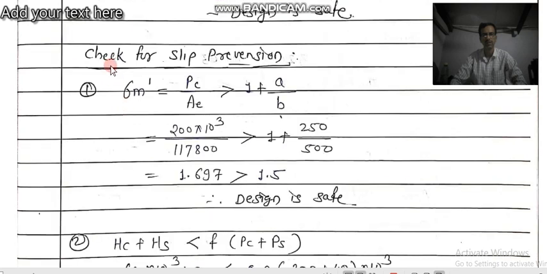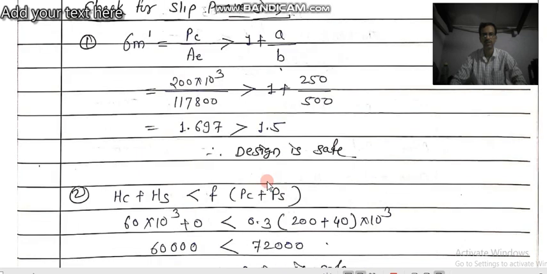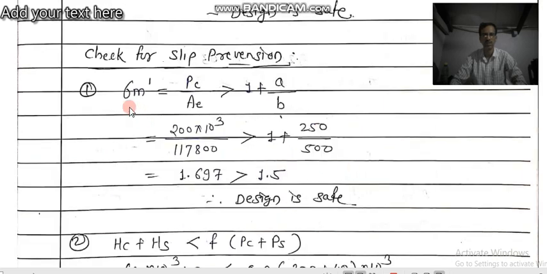Next step is the check for slip prevention. Here again you have to check two conditions. Sigma m dash must be equal to PC by A and it should be greater than 1 plus A by B. So PC is 200 into 10 raised to 3 divided by 117,800, and it must be greater than 1 plus 250 by 500, that is 1.5. If you check, sigma m dash is 1.697, which is greater than 1.5, therefore the design is safe.